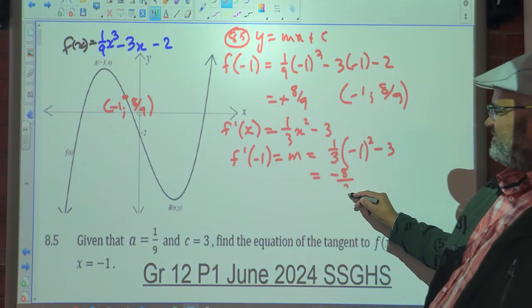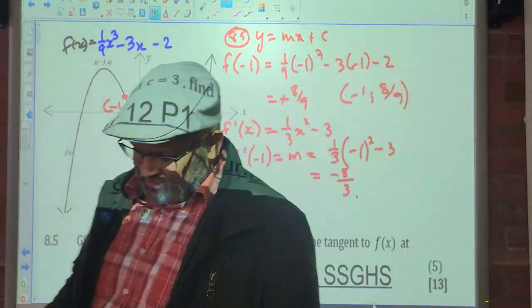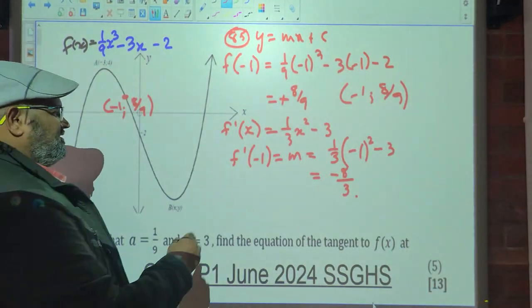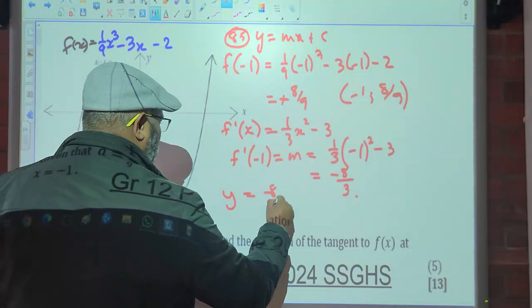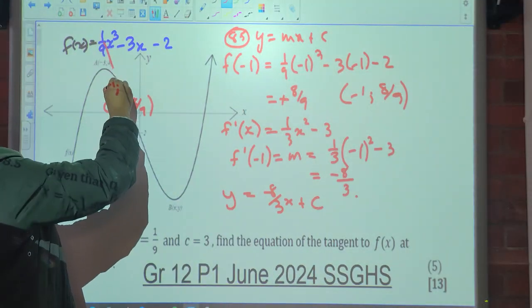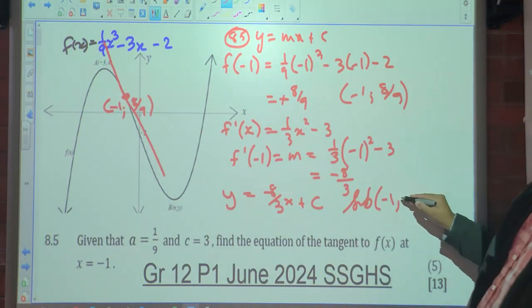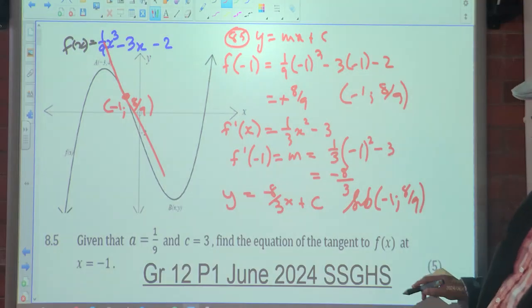Okay. Which means to say my gradient is negative 8 over 3. So y is equal to negative 8 over 3x plus c. Now we're going to substitute that point in. So that is what the tangent looks like. We're going to substitute negative 1 and 8 over 9.